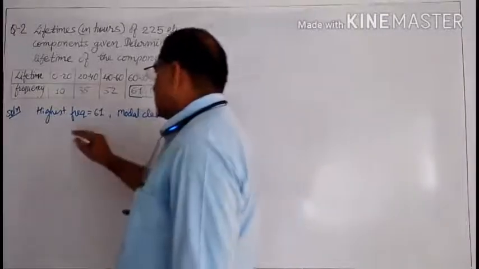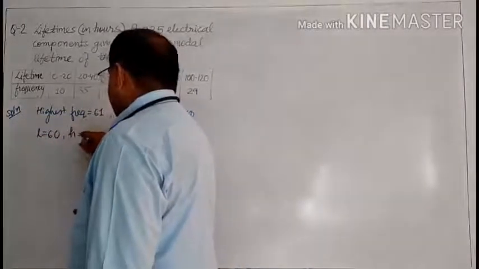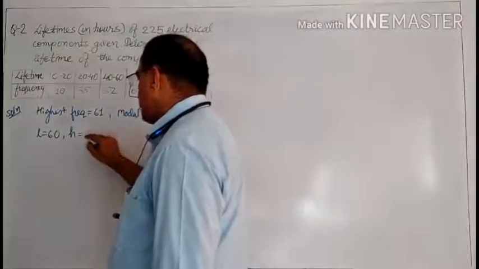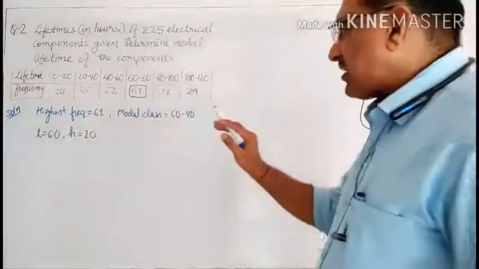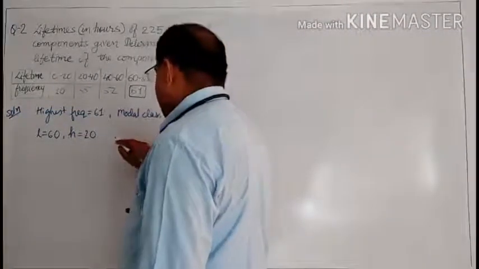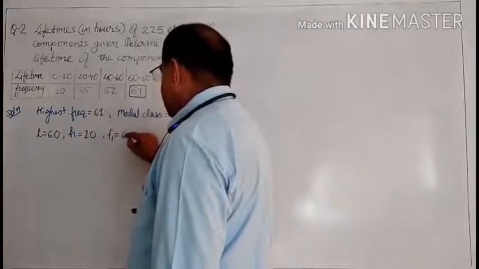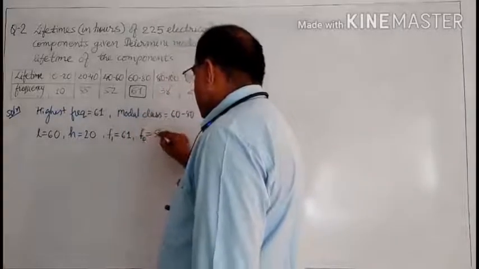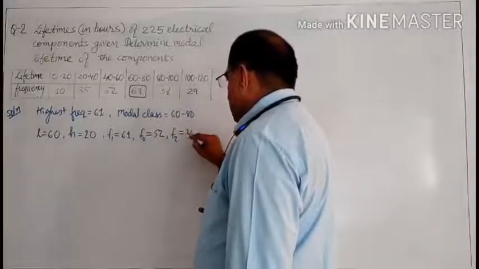This is the modal class, and therefore the lower limit of the modal class is 60. Then the class width: you can see 20 to 40, 40 to 60, so the difference between the boundary points is 20. So the class width is 20. Now the frequency f1, that is the frequency of the modal class, is 61. The frequency of the class previous to the modal class is f0, that is 52, and the frequency of the class next to the modal class is f2, that is 38.